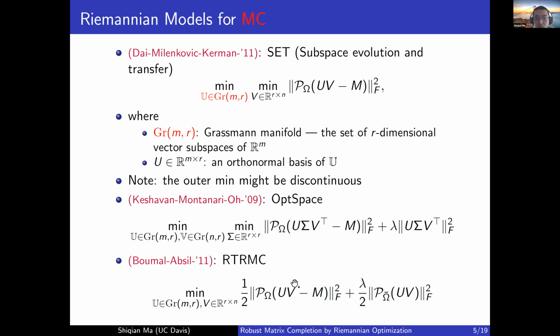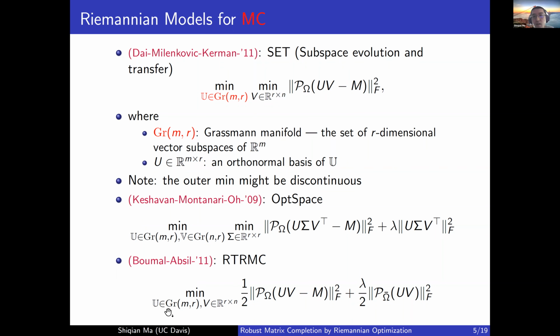So for this model, after I add this regularization term, for fixed U, the minimization problem with respect to V admits a unique solution. So if I solve that problem with respect to V in terms of U, then I get a function with variable U only, and that function is differentiable. So basically I'm minimizing a smooth function over this Grassmann manifold.